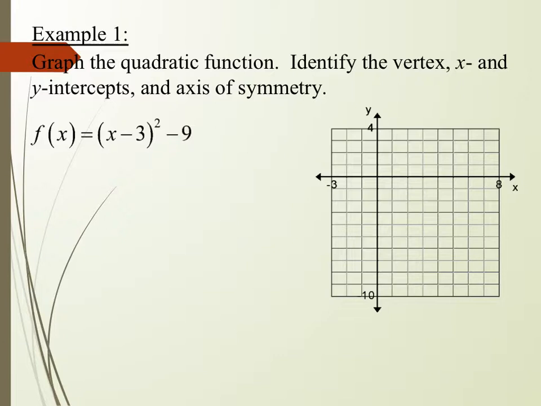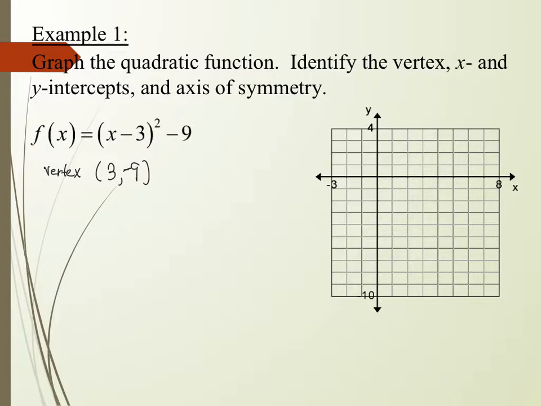So our first step in any quadratic is to find the vertex before we graph. So to find the vertex, we notice that it's in vertex form. So in this case, we have x is 3 and the y coordinate is negative 9. So there's our vertex.